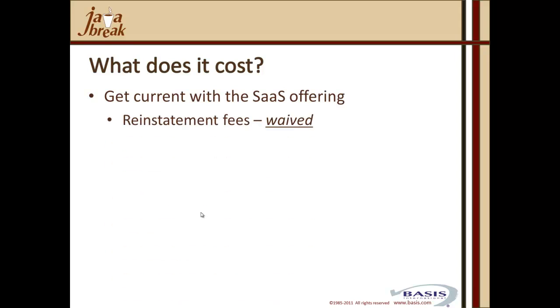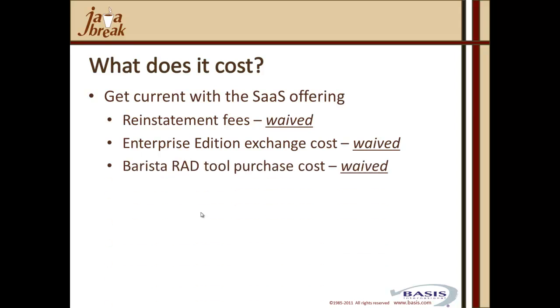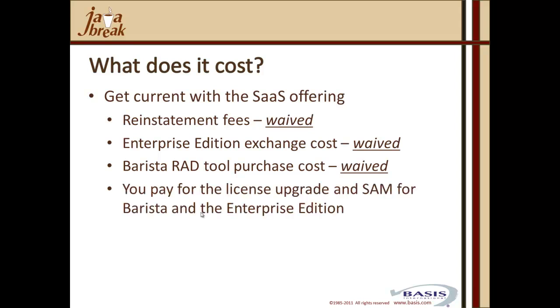Firstly, we're waiving any reinstatement fees. So if you've been off SAM for a period of time, those fees are waived. That's a very substantial saving, up to 12% of the price of the license. If you need to go to the Enterprise Edition, we waive the cost of going to Enterprise Edition. And if you want to start using our latest Barista RAD tool, then we're also waiving that purchase cost. All you end up paying for is the license upgrade for your Standard Edition users or Enterprise Edition users if you have them. And then you pay SAM for, if you choose Barista and the Enterprise Edition, you pay SAM for those. And then you're off and running.